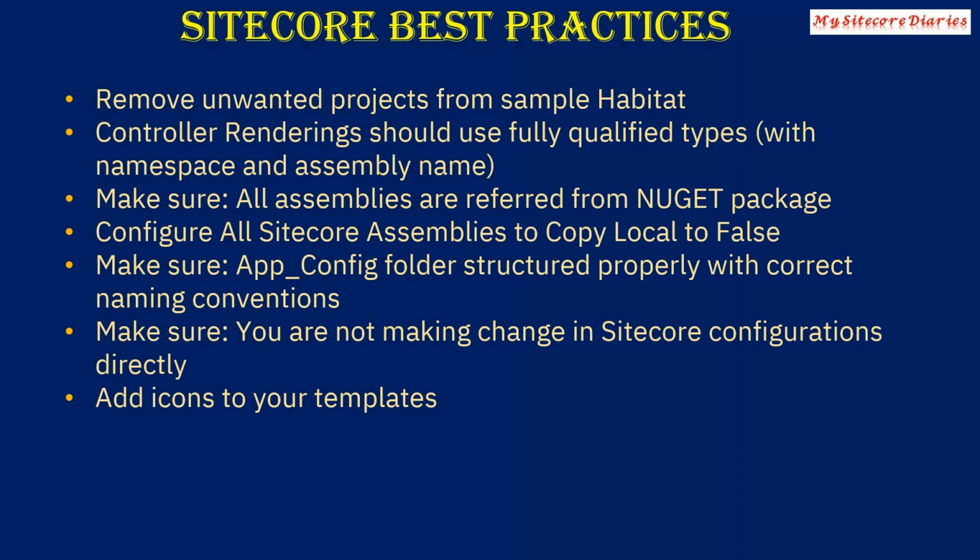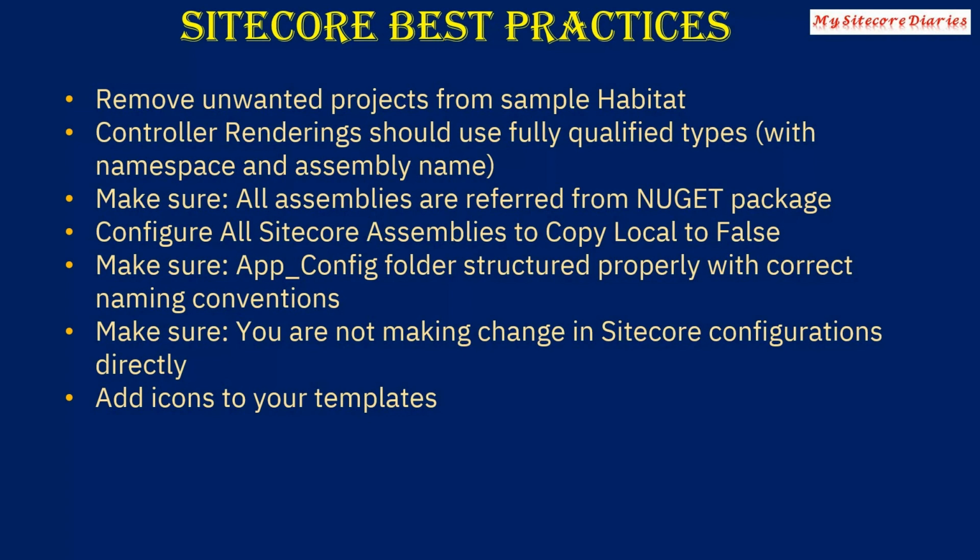Then remove unwanted projects from the sample Habitat. Sometimes what happens is you take the sample Habitat from GitHub and you use that Habitat as it is. There might be a lot of projects which are not in use. You will see hundreds of projects in Habitat, and you might not be using those projects. So make sure that when you copy the Habitat, you remove the unwanted projects.